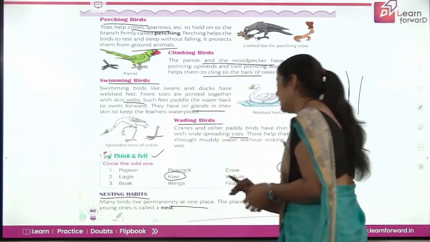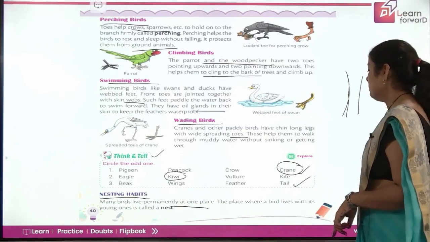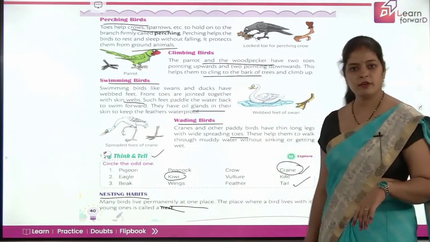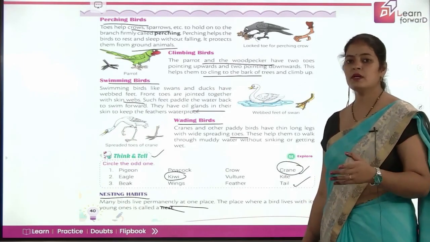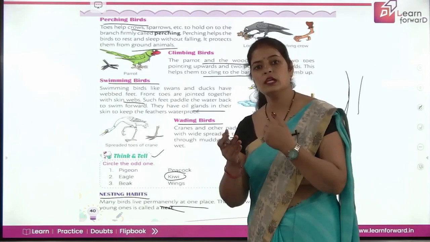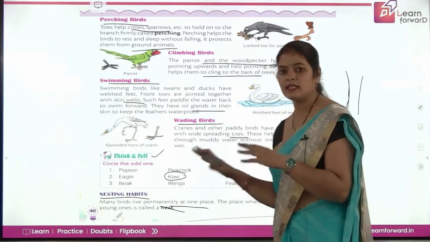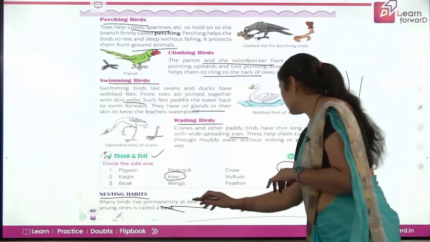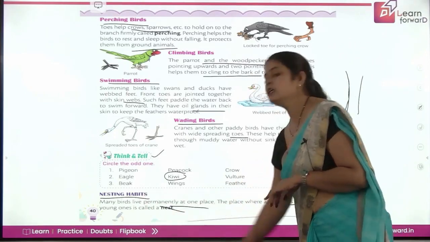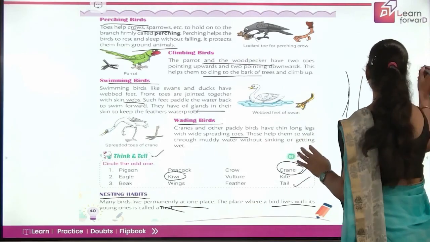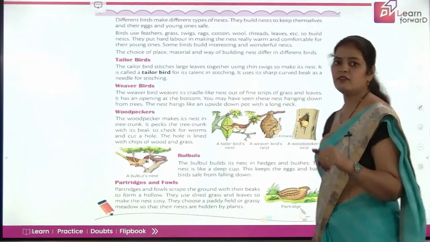So many birds live permanently at one place. The place where a bird lives with its young ones is called a nest. Okay, so many birds prefer to make one nest at a place, and they prefer to live for the entire life at that one nest. It lays eggs there, it hatches the eggs there, and it lives for the entire life there with the young ones.